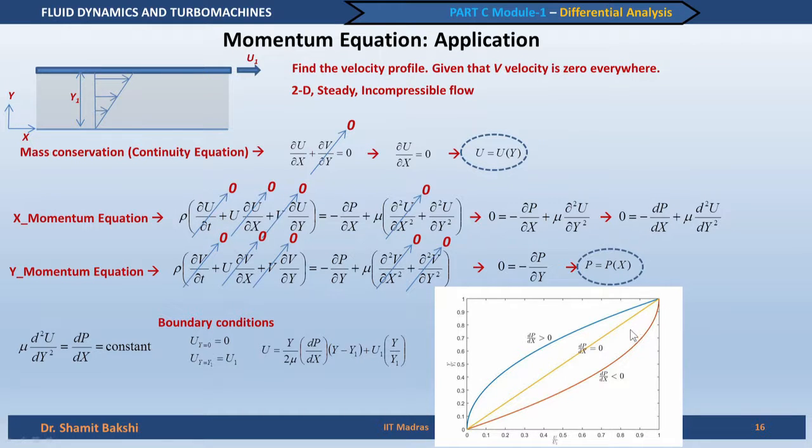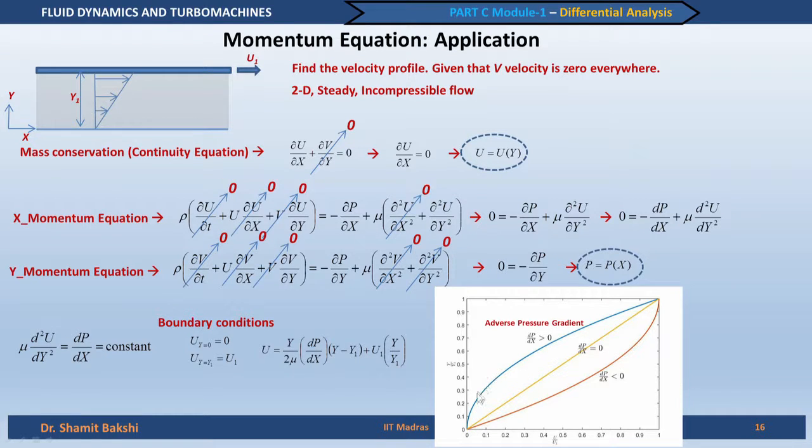On the other hand, if you have del p by del x greater than 0, what does it mean? That means if you go along the x direction, pressure is increasing. If the pressure is increasing along the direction of the flow, then it will try to oppose the flow. That kind of pressure gradient is called an adverse pressure gradient. So, dp by dx greater than 0 is an adverse pressure gradient, and we get a velocity profile like this.